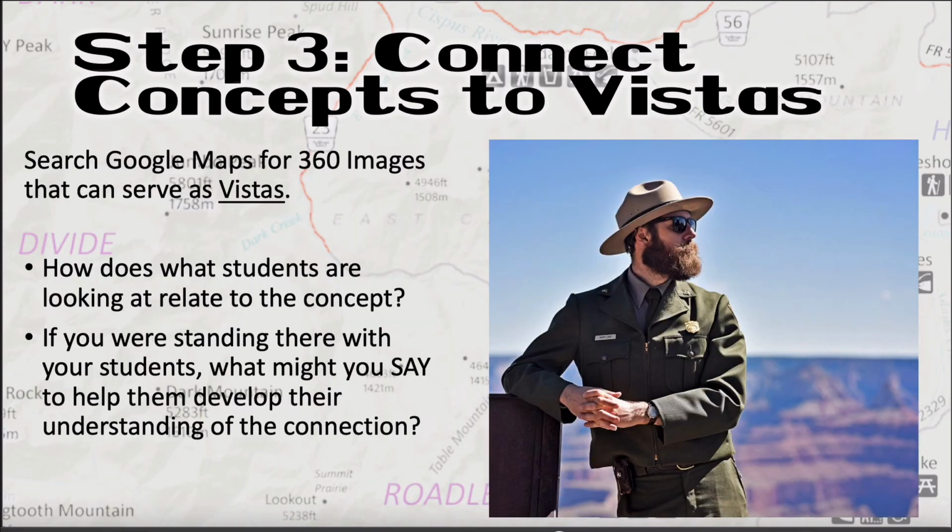So what you need to ask yourself is this. If you search on Google Maps for 360 images, you can find those things. Ask yourself: how does what students are looking at relate to your concept? Pretend you're there. What would you say to your students to help them develop their understanding of the connection between the concept and the place you're at if you were physically there? Because that's what rangers do every day. They look at the thing, they look at the people, and they try to connect the learning goal or theme to the tangible or observable thing that people are standing in front of. And that's what you're going to do too.